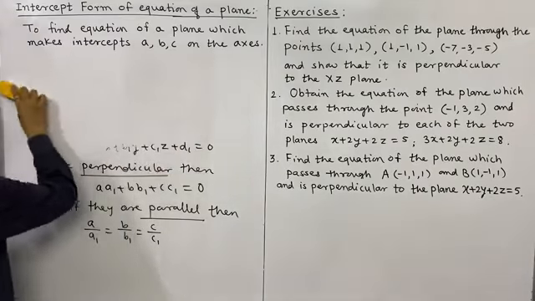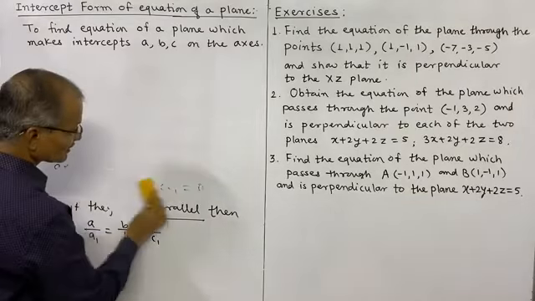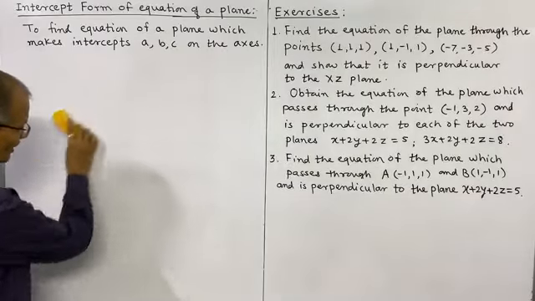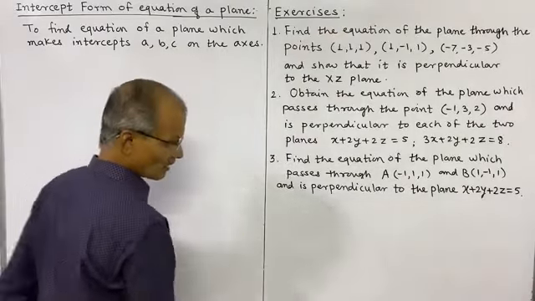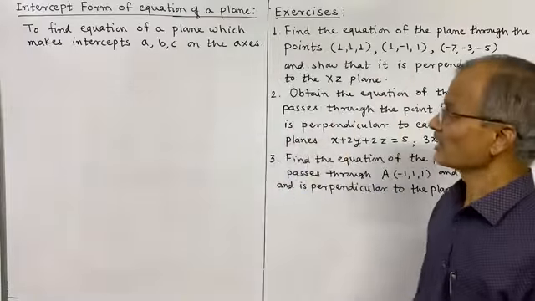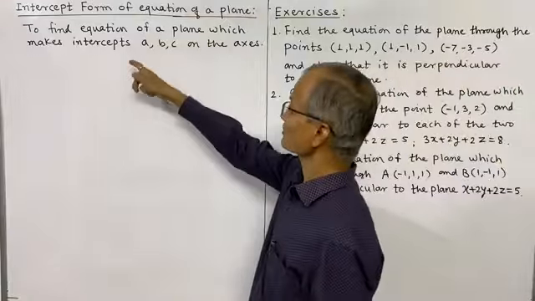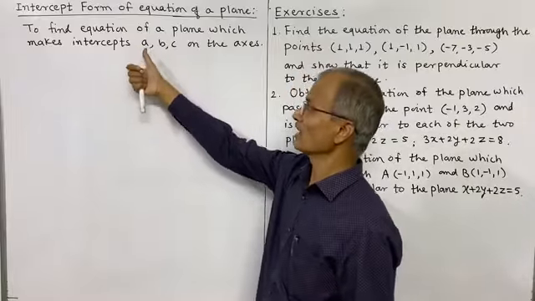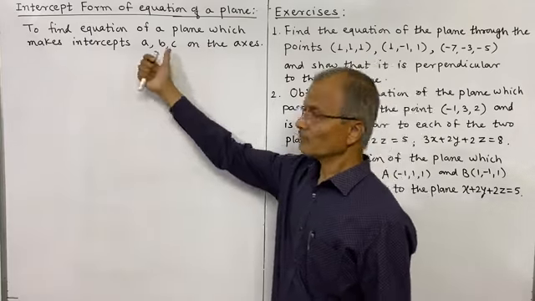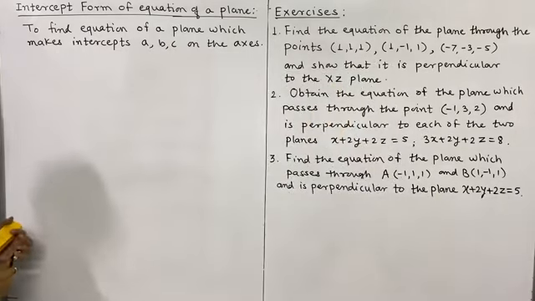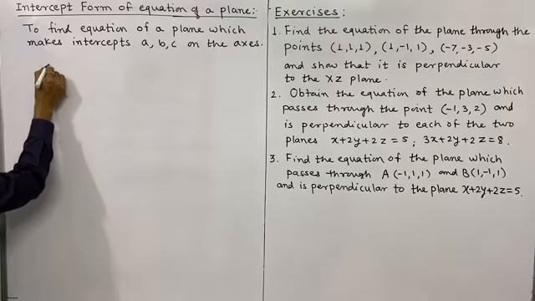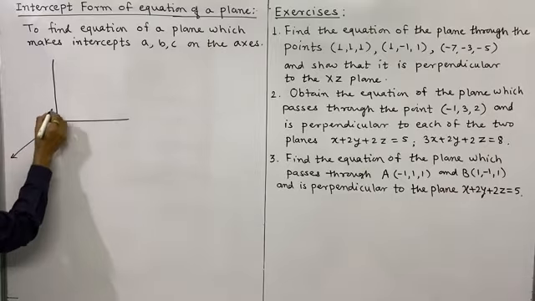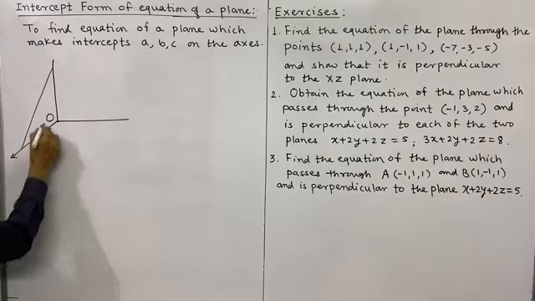Now we shall see the next form, which is known as the intercept form of equation of plane. We know what is the meaning of intercept form. That means the plane cuts the x, y, z axes at these lengths. That means the length from the origin to the point on the x-axis is a, and the length from the origin to the y-axis is b. Suppose this is the origin and the plane is of this type.